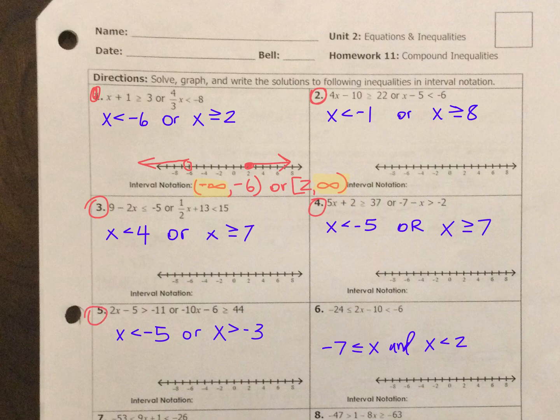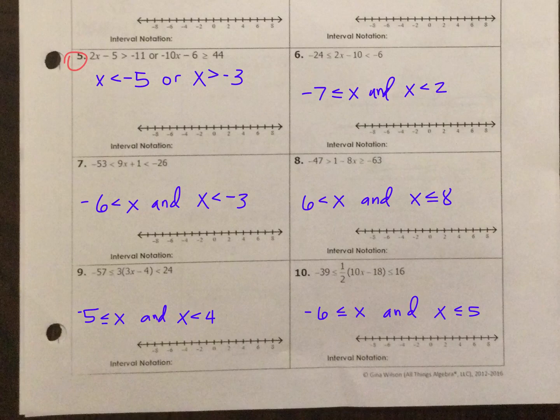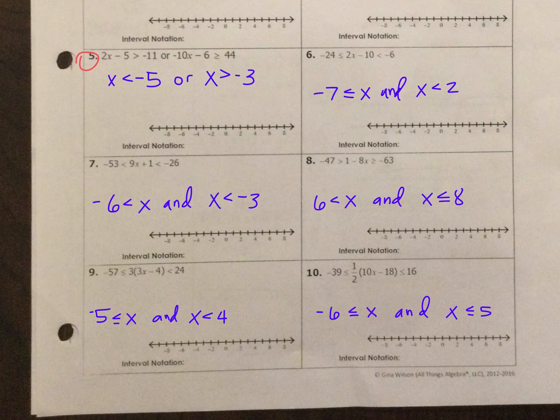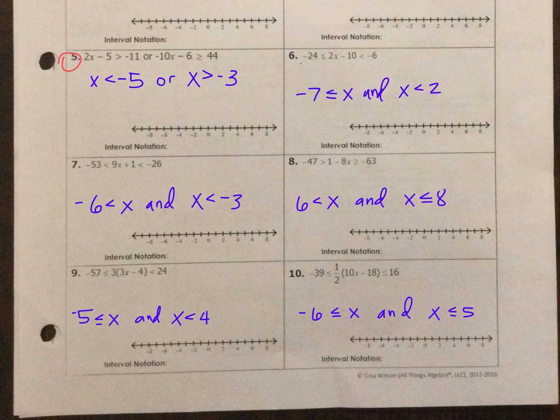Now I want to show you what to do with the ands. For the ands, I need you to do a couple more steps. First, I want you to write out the two separate problems that it makes. So negative 24 less than or equal to 2x minus 10. That's the first problem it makes. The second problem it makes is 2x minus 10 less than negative 6. I just want you to write out the two problems.